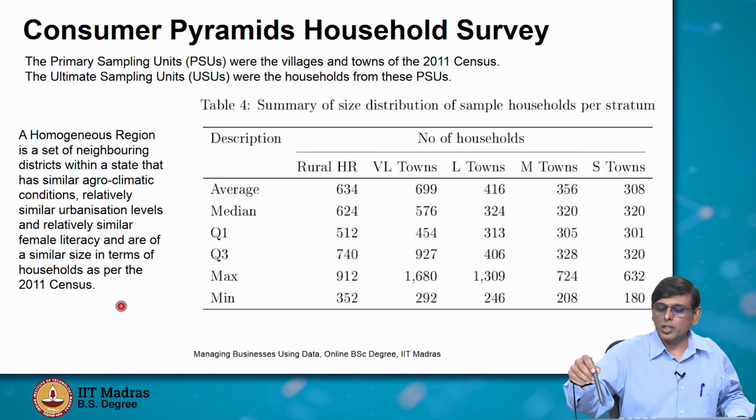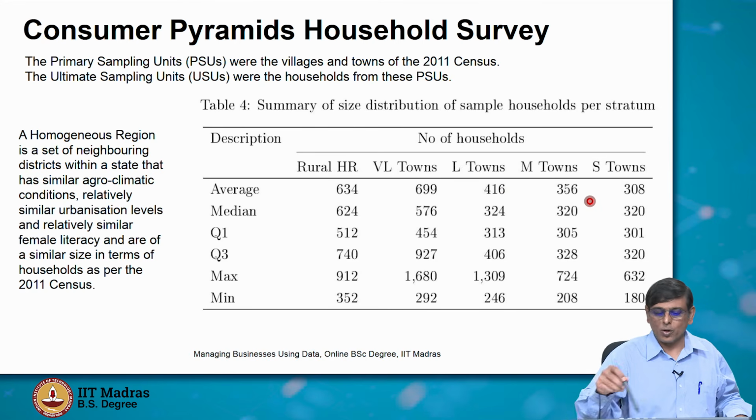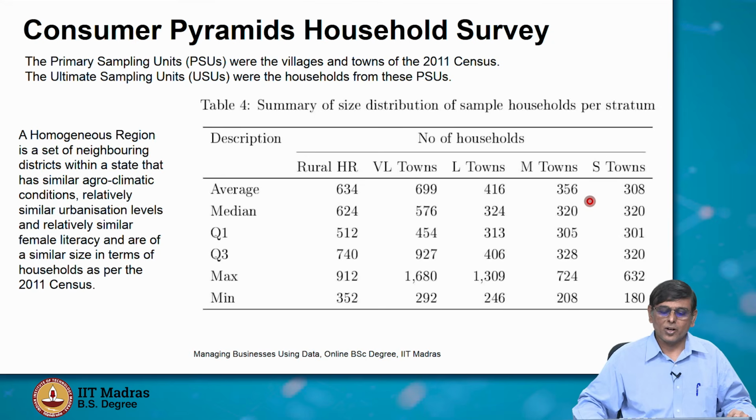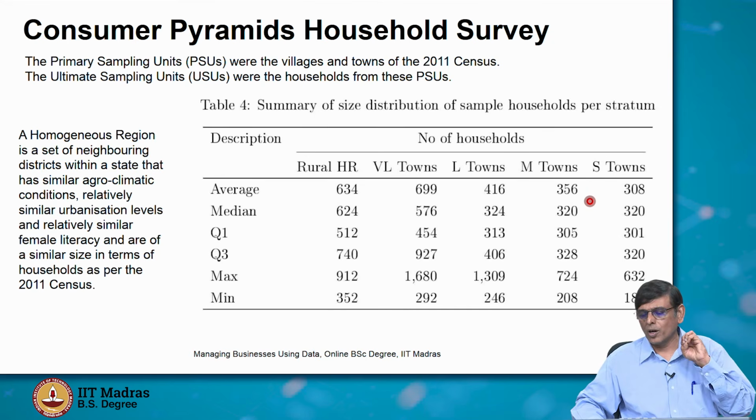So you can see how the homogeneous regions, how the households are split across various things. So rural homogeneous regions, on the average 634, the very large towns like this, medium towns and small towns. How does the split up? Okay, what is the min, max, average number of households picked? So they have basically ensured that you are picking households from across the spectrum, all the strata. You are not picking it only from rural, only from small towns or something like that. Everything is covered.